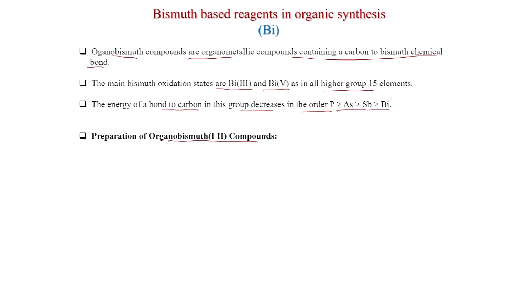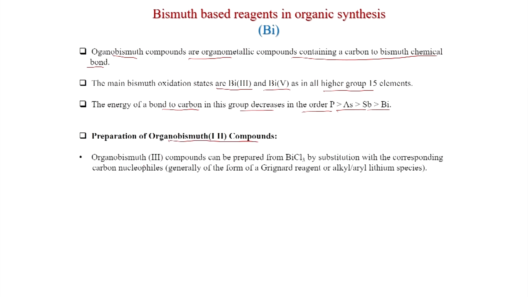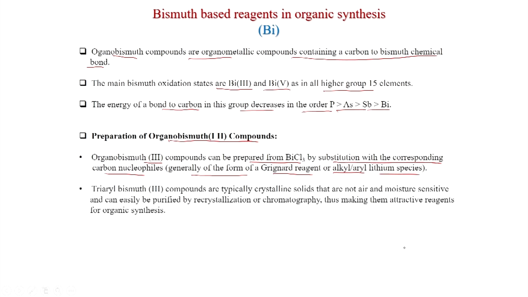Preparation of organobismuth 3 compounds: organobismuth 3 compounds can be prepared from bismuth trichloride by substitution with the corresponding carbon nucleophiles, generally in the form of a Grignard reagent or alkyl or aryl lithium species. Triaryl bismuth 3 compounds are typically crystalline solids that are not air and moisture sensitive and can easily be purified by recrystallization or chromatography, thus making them attractive reagents for organic synthesis. So, bismuth 3 compounds are not moisture and air sensitive.